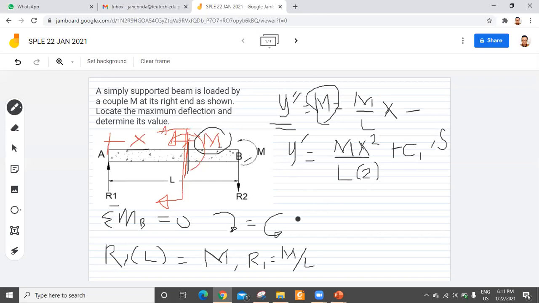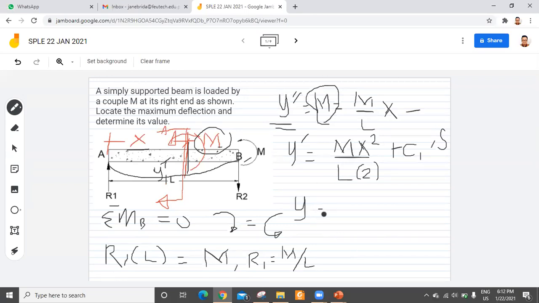Now, if you are going to integrate again this one, then we can come up with the equation of the deflection. I don't know what would be the effect, but of course here it will deflect because of this moment. It will go like that. So here's the y. Maximum deflection possibly here. I don't know. Here is the y. So that's the deflection that we are going to compute.